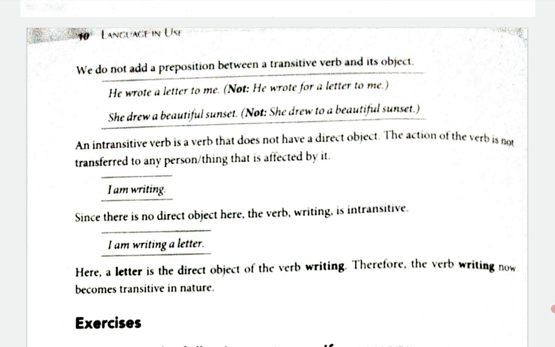Now, coming to the intransitive verb. An intransitive verb is a verb that does not have a direct object. The action of the verb is not transferred to any person or thing that is affected by it.